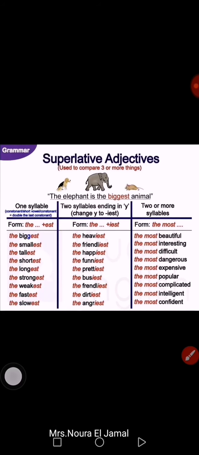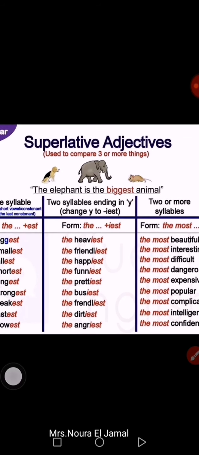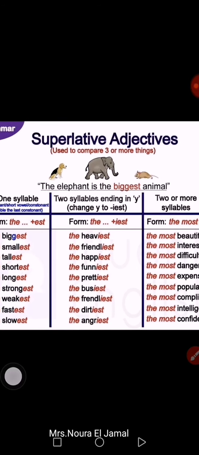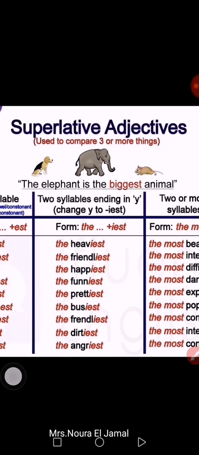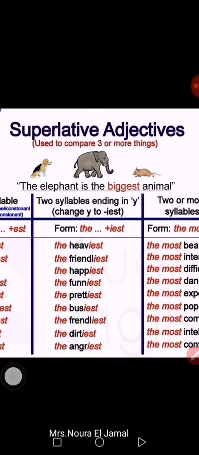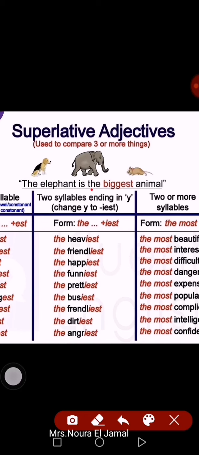Okay, now let's move to the rule here. Superlative adjectives compare between 3, as I told you, or more than 3. Used to compare 3 or more things. The elephant is the biggest animal. Look at this picture here. Who is the biggest one? The elephant. So the elephant is the biggest animal. And as I told you, we form the superlative adjective by adding the and est to the adjective. And here I double the consonant G.